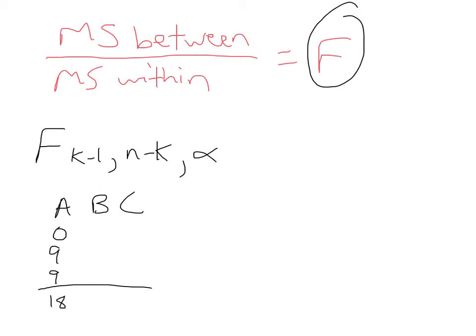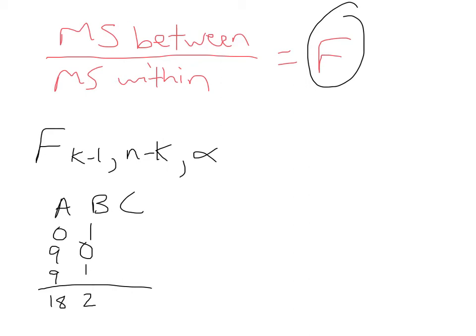Now for B, I had 10, 9, and 8, right? So 10 minus the mean of 9 is 1. 1 squared is 1. 9 minus 9, 0. And then 8 minus 9 is negative 1. Square that, I have 1. So I have 2 from B.